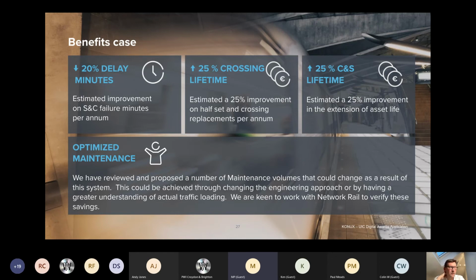And then the final piece that we need to do more work on is we understand all the maintenance that is done. What we don't yet understand is, once Connex is more embedded, what impact that would have on an overall maintenance regime.